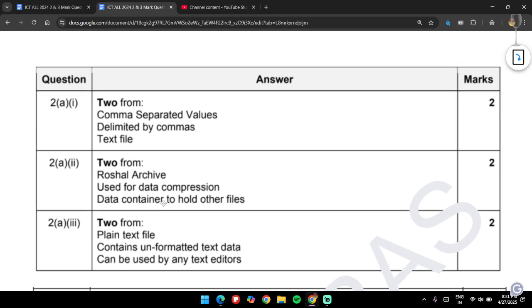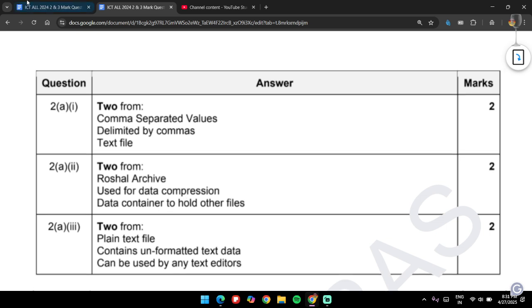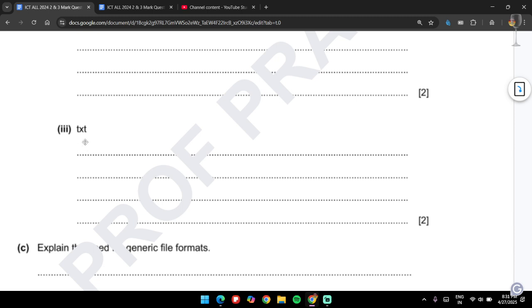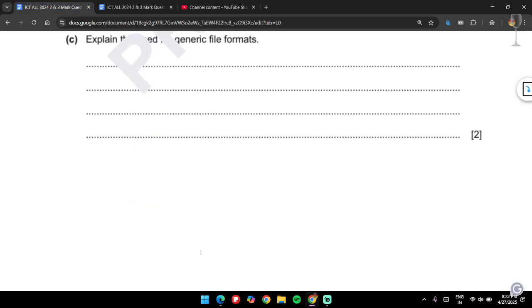So you see, files like .exe, .bat, .rar, they all store compressed data, and they're data containers. When you click on them, you go to a folder which has all the other documents in their original form, like docs and all those. So they are data containers which hold other files. TXT stands for text document. It can be opened by most text editors, and it's a plain text file containing unformatted text. Usually a comparison between txt and rtf comes, so definitely look at that.